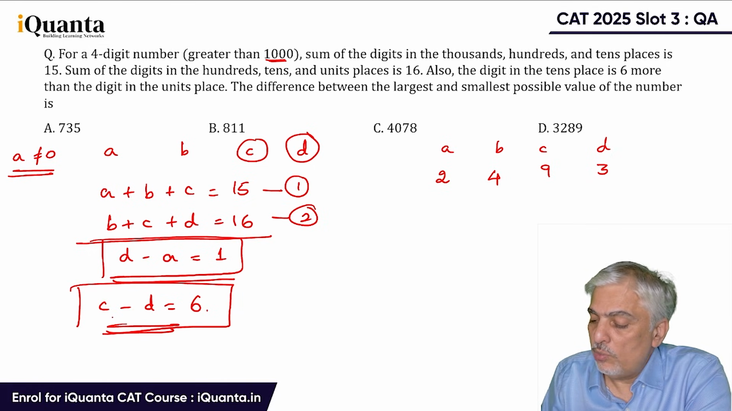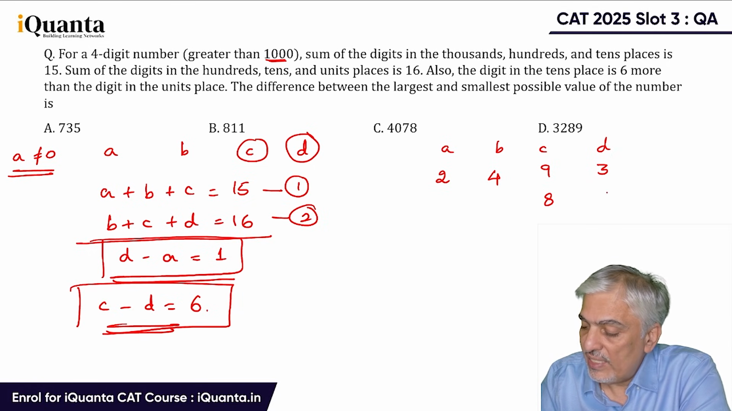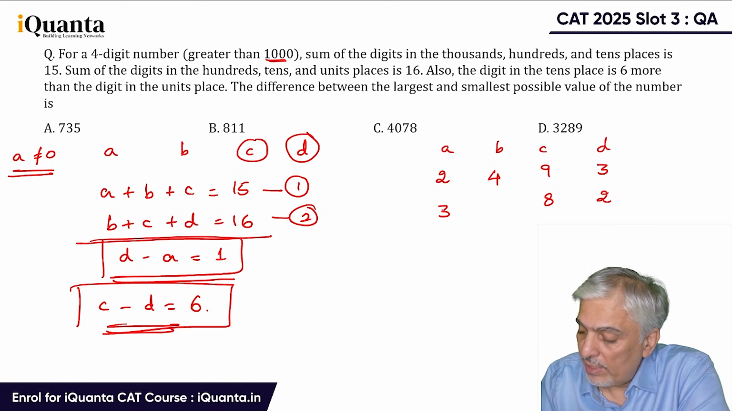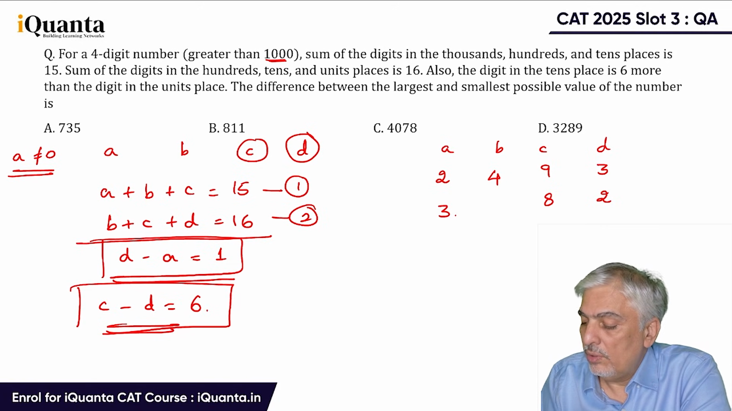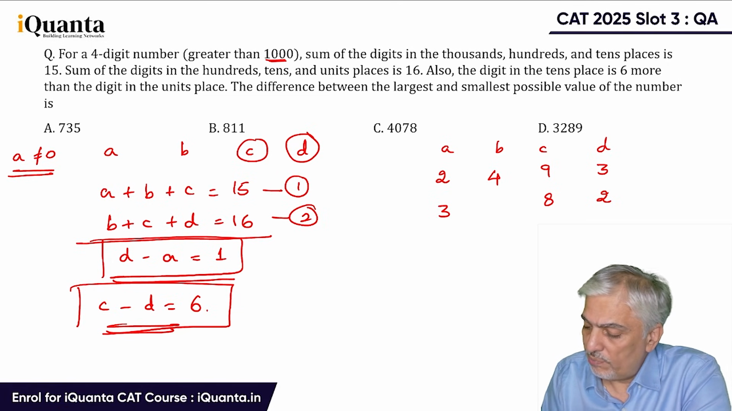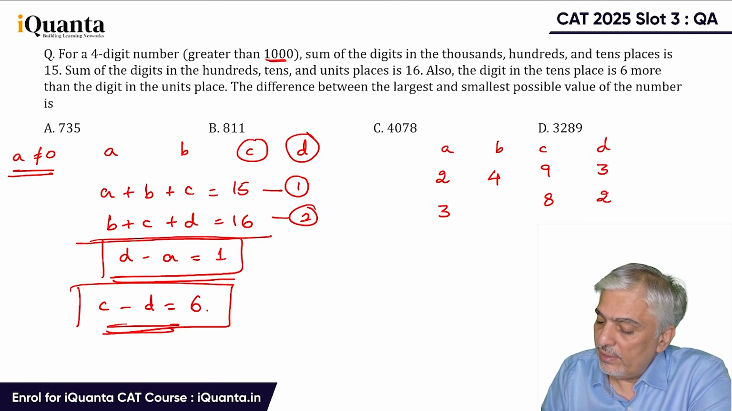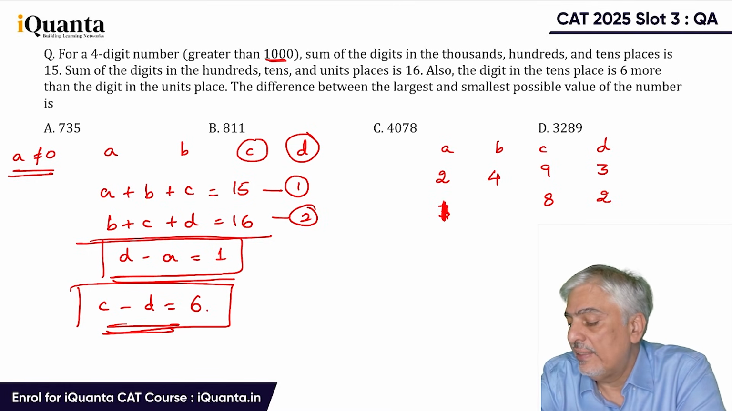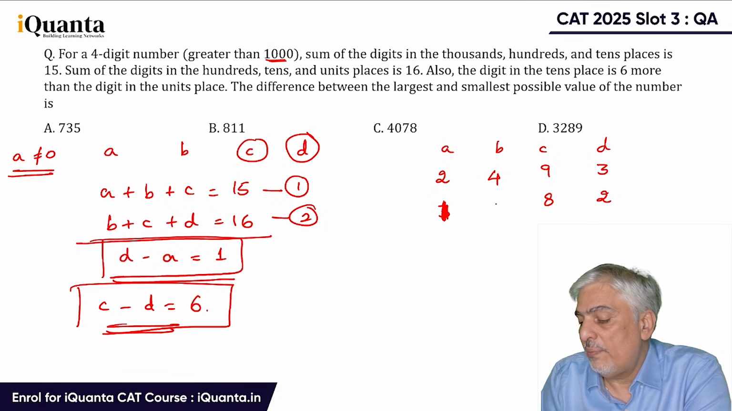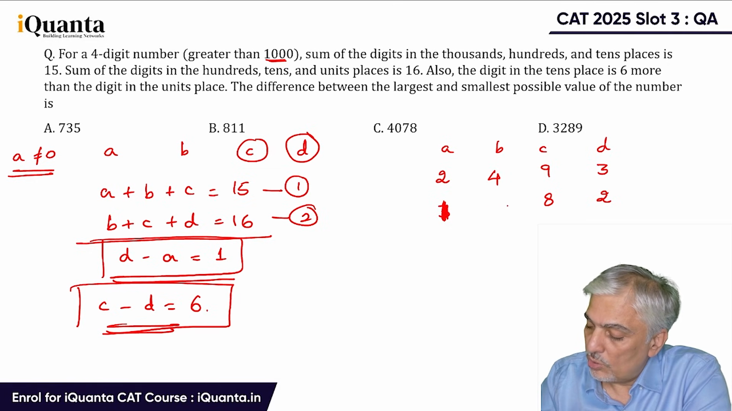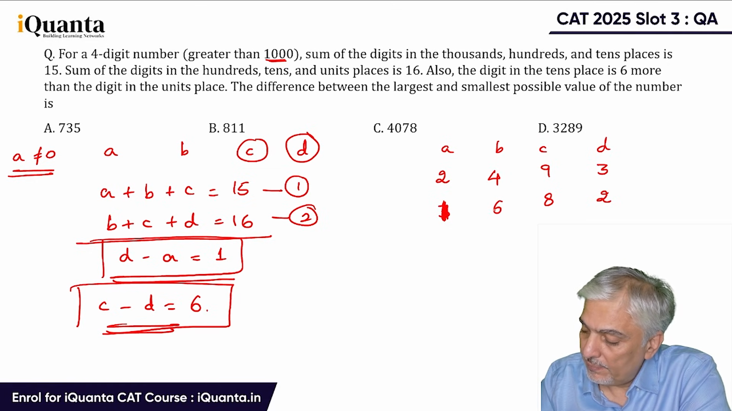What can C also be? C can be 8. If C is 8, D will be 2. Then A will be 3. Now understand this very carefully. Let's see whether we've made any error. D minus A is 1, so D will be 2, and A will be 1 in this case. Now, if A is 1, 1 plus 8 is 9. And we want A plus B plus C to be 15, right? So B will be 6, 9 plus 6 is 15.